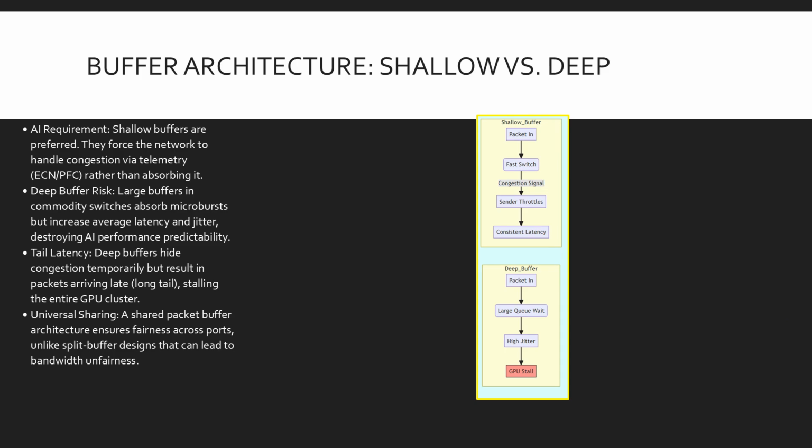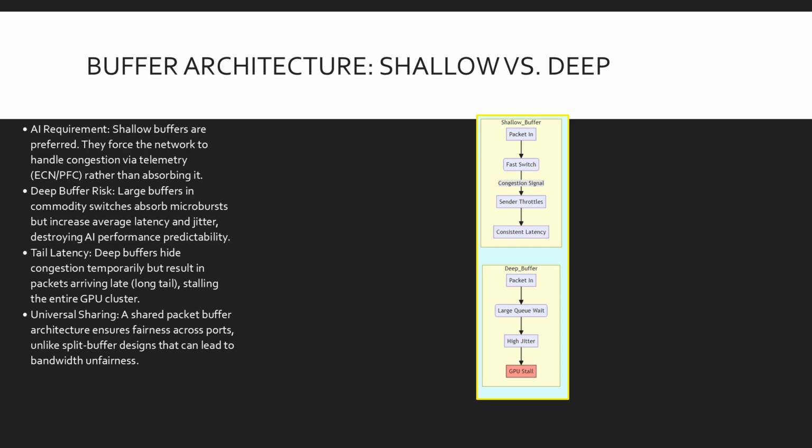Common misconception is that bigger buffers are better. In AI, deep buffers are detrimental. While they absorb traffic spikes, they increase the time a packet sits in the switch, driving up jitter and tail latency. Since AI jobs wait for the last packet, this delay stalls the whole operation. We prefer shallow buffer architectures that expose congestion immediately, triggering control mechanisms like ECN or PFC to throttle the sender. This keeps data flowing fast and predictably. Furthermore, utilizing a universal shared buffer prevents noisy neighbors from hogging resources, ensuring fair bandwidth distribution across all AI jobs.